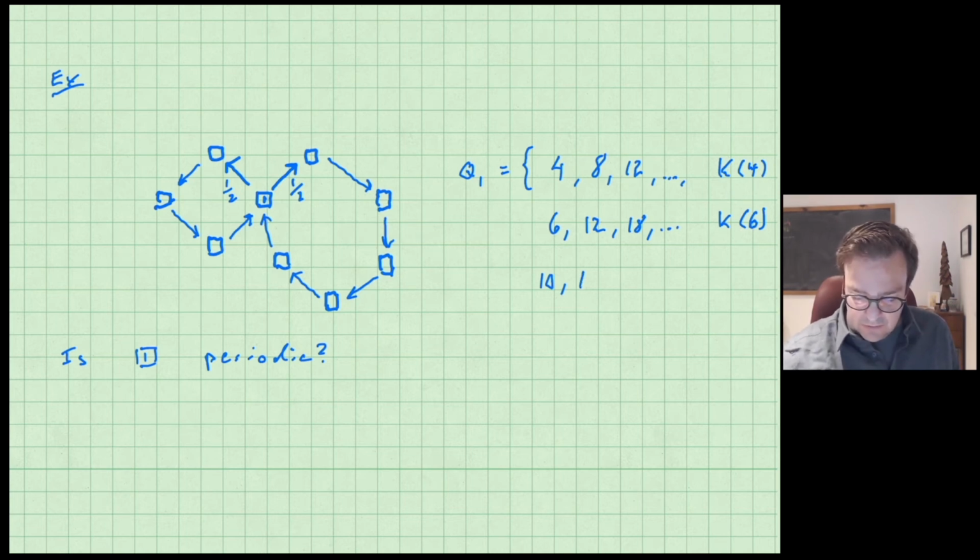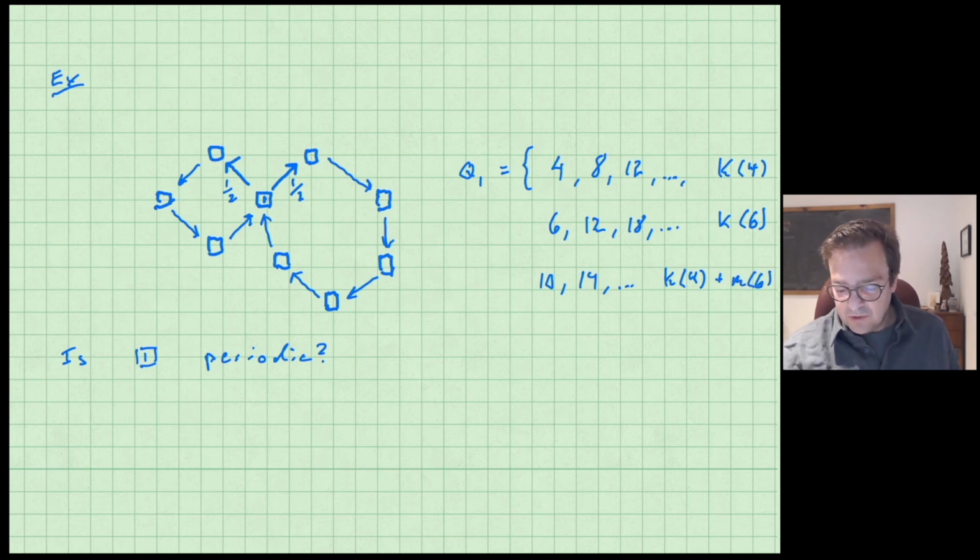So the pattern is then some integer k times 4 plus another one times 6. I'll call it m. Right? So that's what the set Q looks like. This is pretty sloppy notation here. Those things, k times 4 and 6 and so on, shouldn't be in the set description or definition here. But that's what this thing looks like. I don't think there's any other routes that get you back to state 1, but it's always good to try to look.